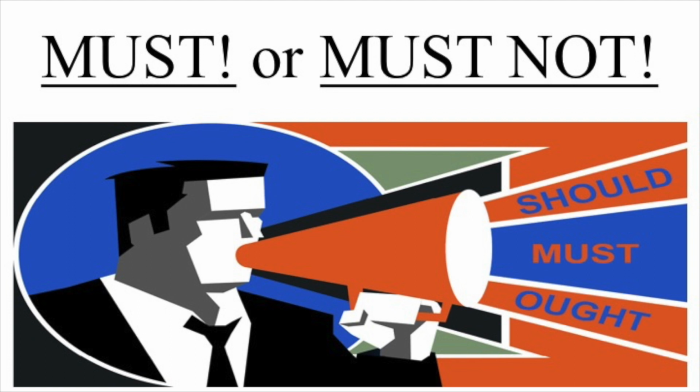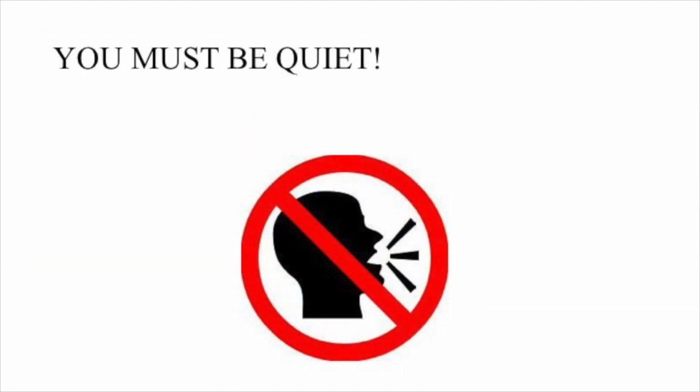Must or must not. That's right, guys. If we should do something, we say to our friends, you must, or I must. But if we should not do something, we say to our friends, you must not, or I must not. So let's look at some examples.